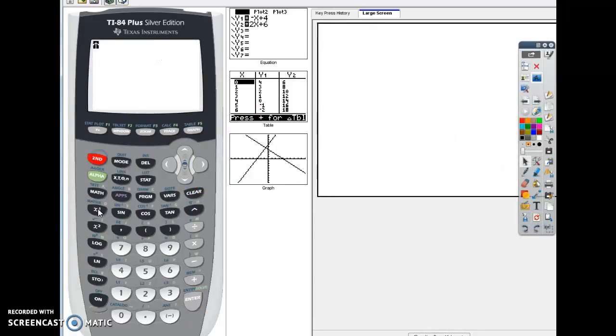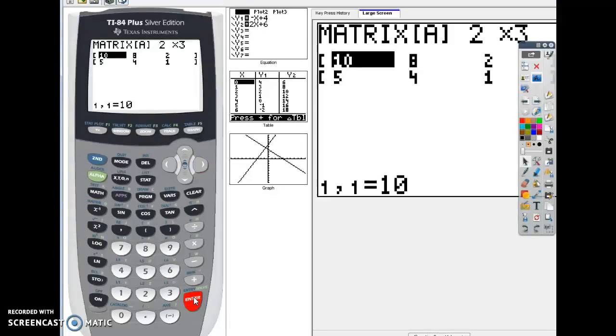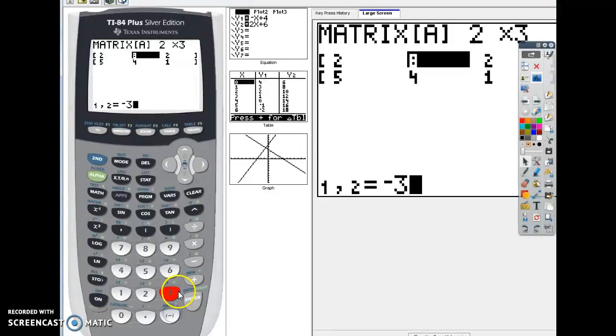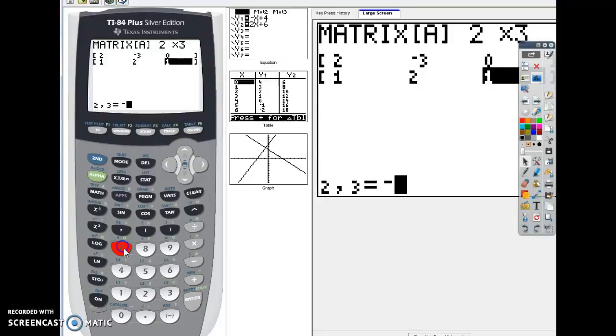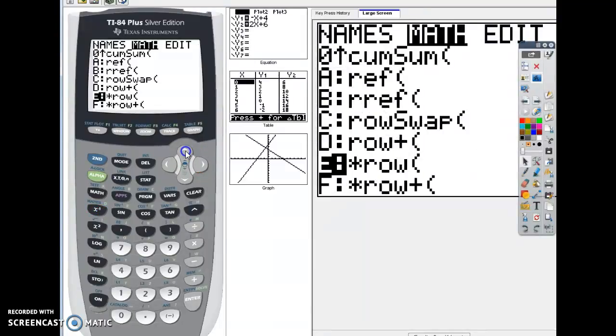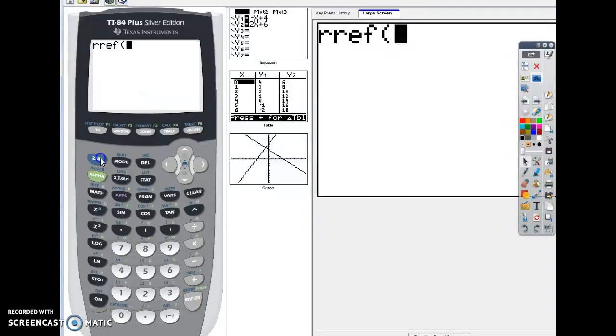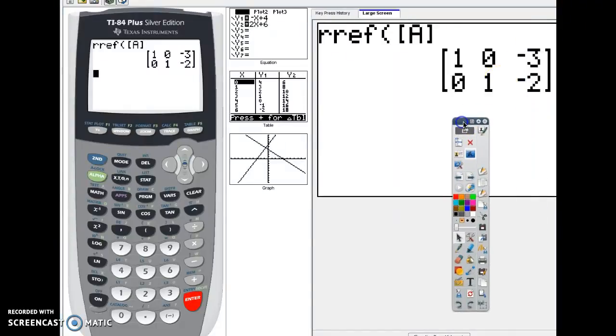We're going to put it in second matrix, and we're going to edit, enter, make sure it's a 2 by 3 every time. Put the numbers 2, -3, 0, 1, 2, and -7. Do second quit. Second matrix, arrow over to math, go up or down to RREF. Press enter 1 time, second matrix, enter, enter, and it gives you the solution. It says that it's one solution, right? It crosses 1 time at -3, -2.